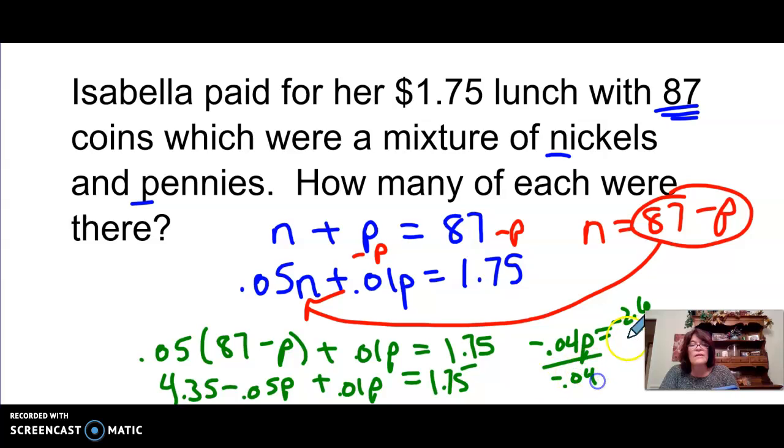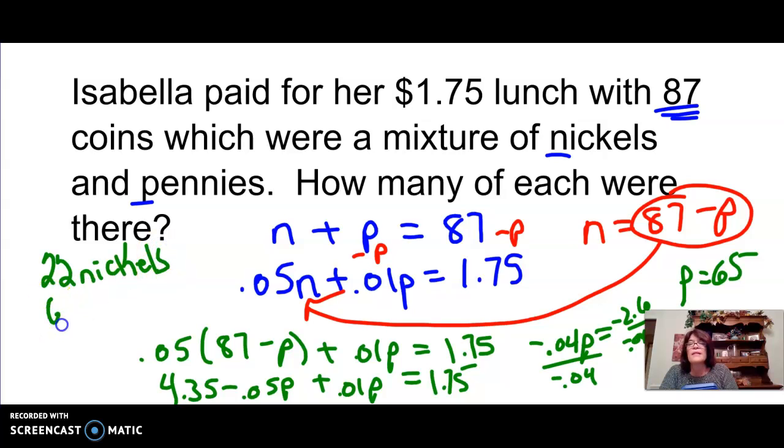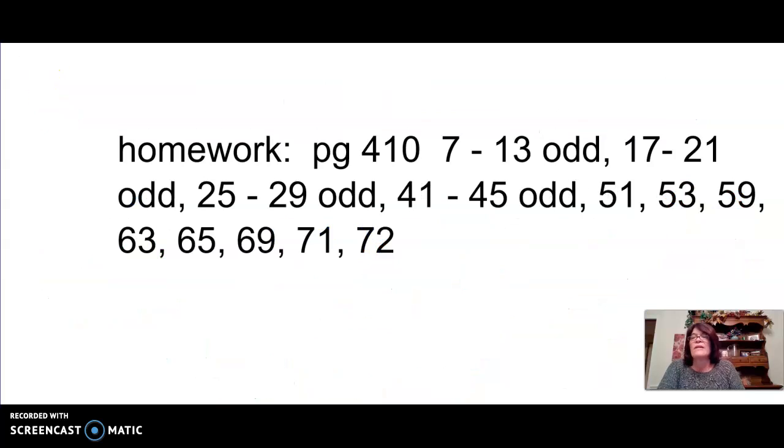So we'll divide by negative 0.04. The number of pennies, negative 2.6 divided by negative 0.04, the number of pennies was 65. And then I'll take 87 minus that 65 to get the number of nickels to be 22. So 22 nickels and 65 pennies. And then I would just probably double check that that is $1.75, right? And it is. Okay?